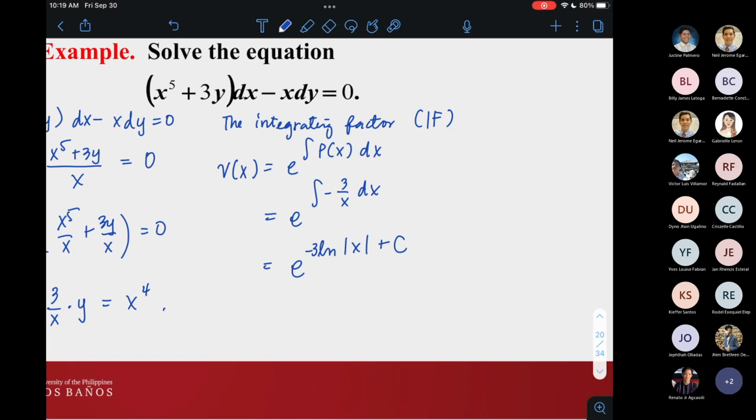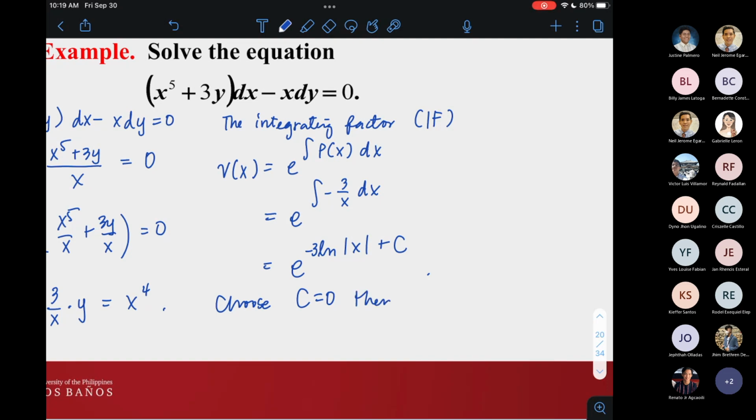But if you can, simplify the integrating factor if it can be simplified. And part of the simplification is to just choose one among the antiderivatives as our integrating factor. So here I'll choose c to be equal to 0 to make it simpler. I only need one integrating factor. So I'll choose c equals 0 and then I'll simplify the exponential function.